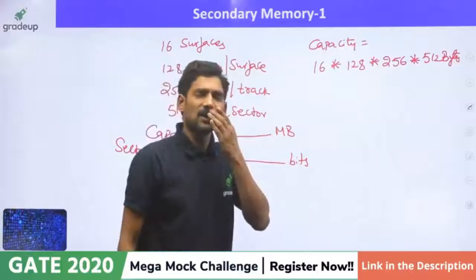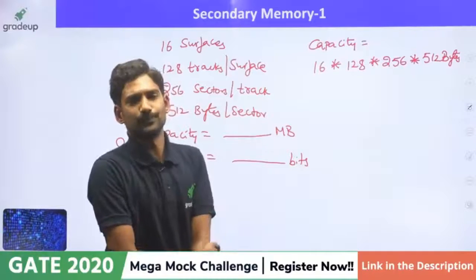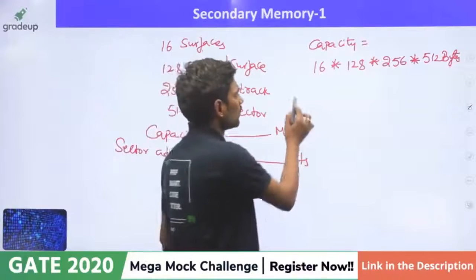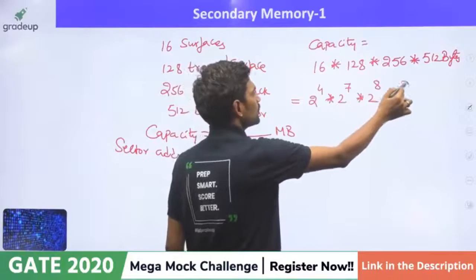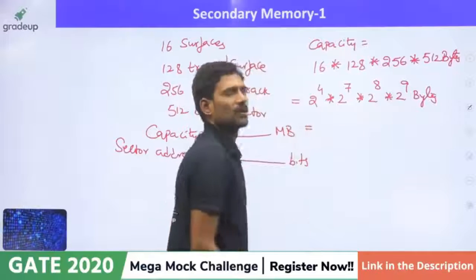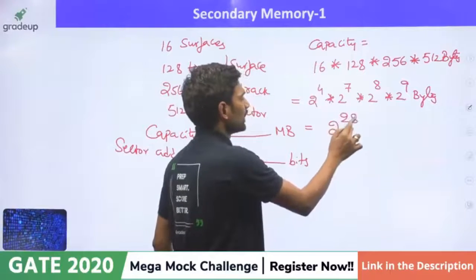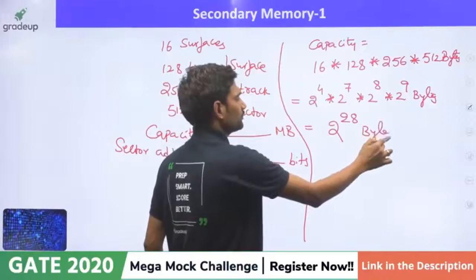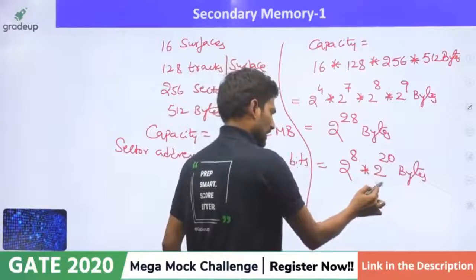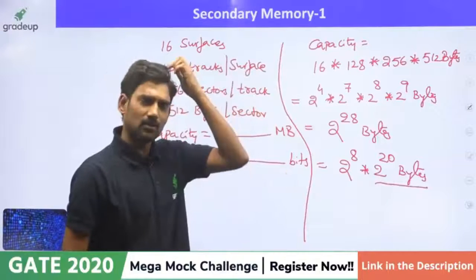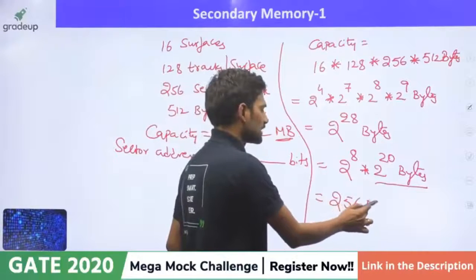Right? Now, while solving secondary memory questions or memory related questions, try to express the numbers in terms of powers of 2. That would be easy to resolve. So, let me write this as 2 power 4, 2 raised to 7, 2 raised to 8, 2 raised to 9 bytes. And if you keep adding all this, it would be 2 raised to 28 bytes. So can I write this as 2 raised to 8 multiplied by 2 raised to 20 bytes? Why am I writing 2 raised to 20? Because 2 raised to 20 is equal to a megabyte. We want the result in megabytes. So it is 256 megabytes.